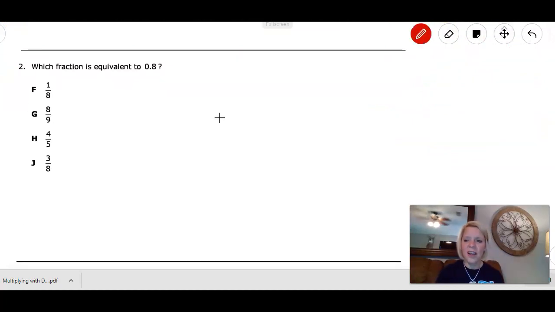Sorry about that, guys. Okay, the next question, it says, which fraction is equivalent to this number right here? And let's think about another vocabulary term.